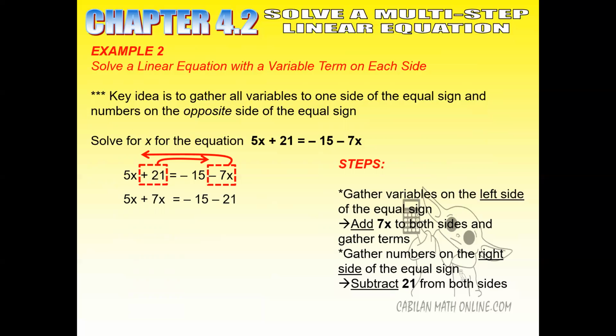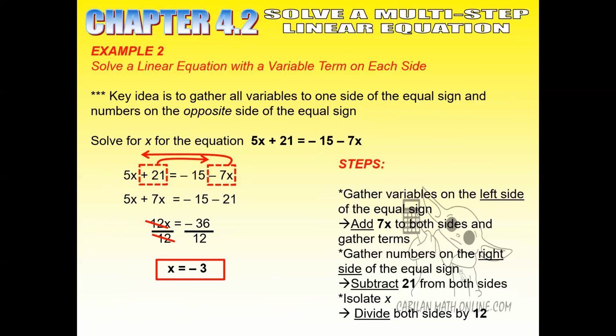What we want to do in the next step is just simplify. On the left side, we have 5x plus 7x, which gives me 12x, and then negative 15 minus 21 gives me negative 36. Since the 12 and the x are grouped together by multiplication, our final step is to divide both sides by 12 to cancel out the two 12s on the left side, and then negative 36 divided by 12 gives me negative 3. So again, anytime you see letters on both sides of the equal sign, just remember, letters to the left, numbers to the right.